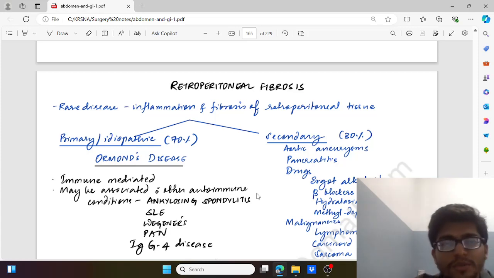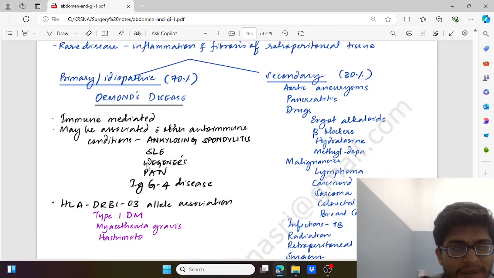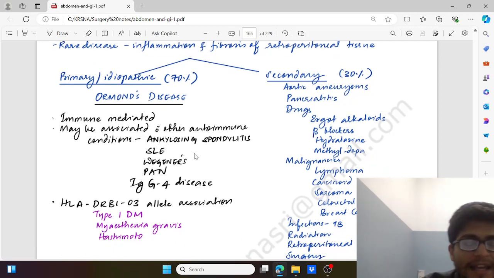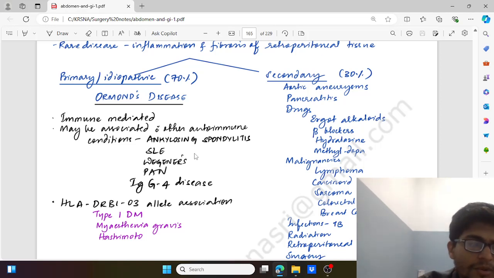Then we come to retroperitoneal fibrosis, which is a rare disease, but just for the sake of the topic, we'll have its discussion. So inflammation and fibrosis of the retroperitoneal tissue, which could be primary or idiopathic or secondary. Primary is more common, also known as Ormond's disease, which is immune mediated. It may be associated with other autoimmune disorders like ankylosing spondylitis, SLE, systemic lupus erythematosus, Wegener's disease, PAN, polyarteritis nodosa, IgG4 disease.